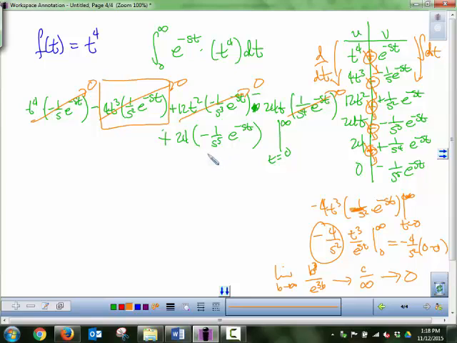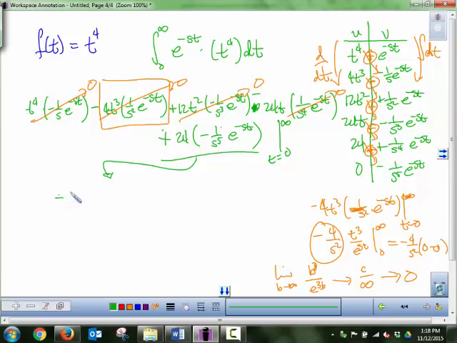Except for this last one. Let's see where this one goes. This one doesn't go to 0 because when you put t equal to 0, there's no t variable hanging out here, right? So let's take a closer look at this and see what happens when you put infinity in. If you put infinity, this is going to go to 0.